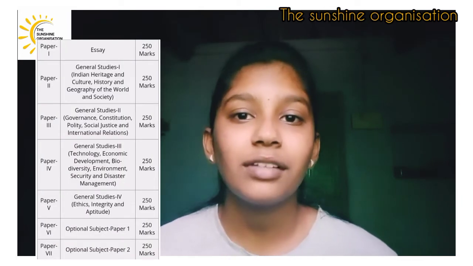And next come the 7 general studies papers, commonly known as GS paper 1, GS paper 2, like that. These general studies papers cover topics like history, geography, ethics, civics, constitution, environment, everything. So these general studies papers have these topics.